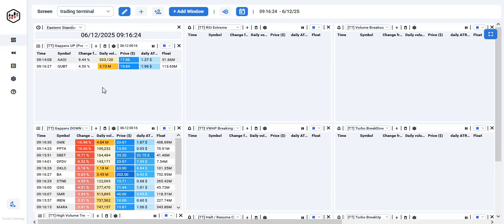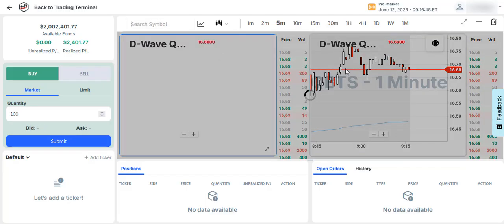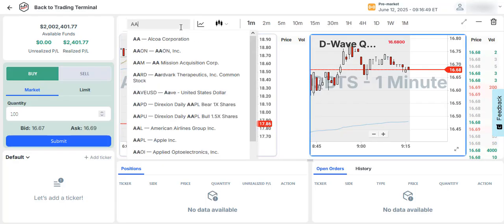Based on those settings, you can see that my Gappers Up scanner right now has two stocks that fit those criteria, AAOI and QUBT. So the next thing I'm going to do is open my simulator. I have two charts here, a 5-minute and a 1-minute chart, and I'm going to put those symbols on both charts. We'll start with AAOI.